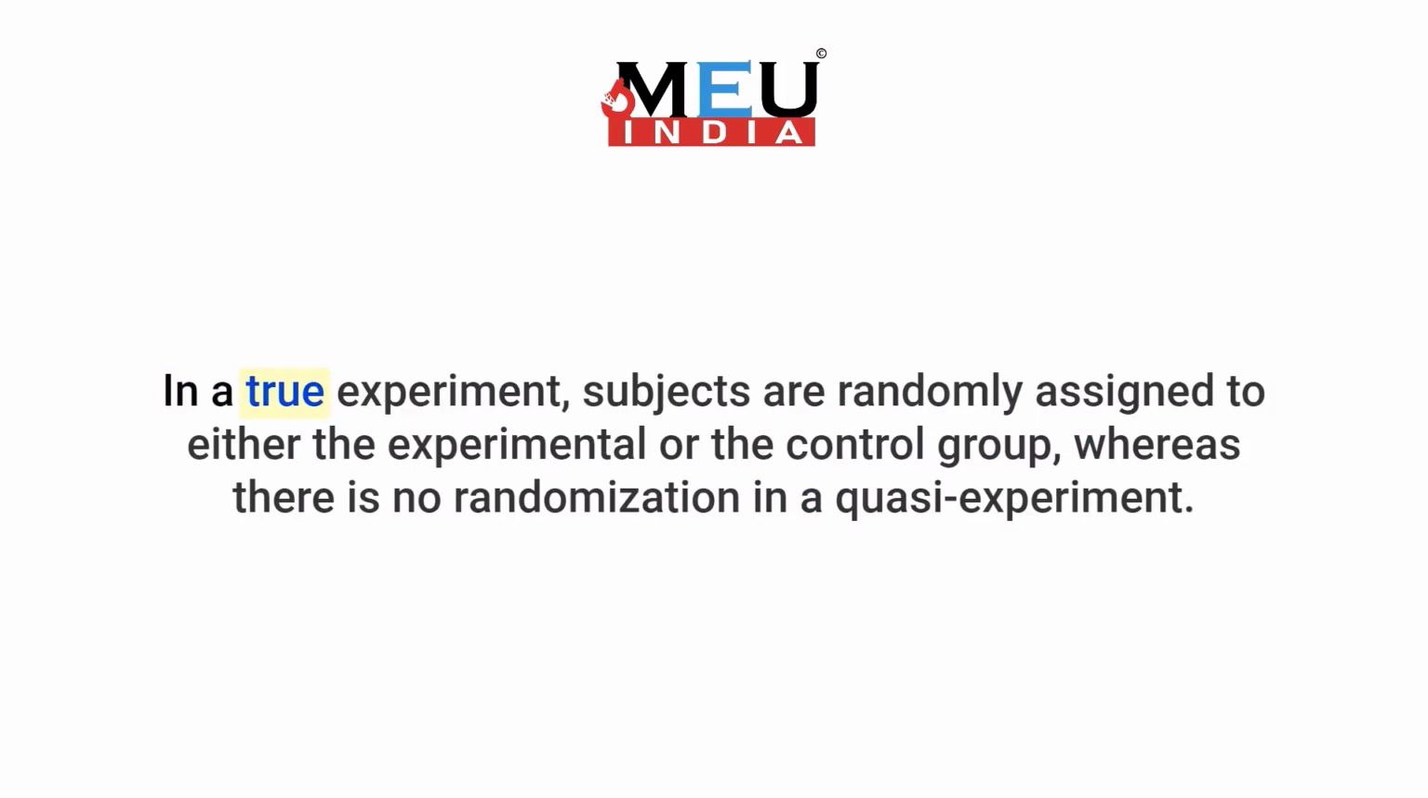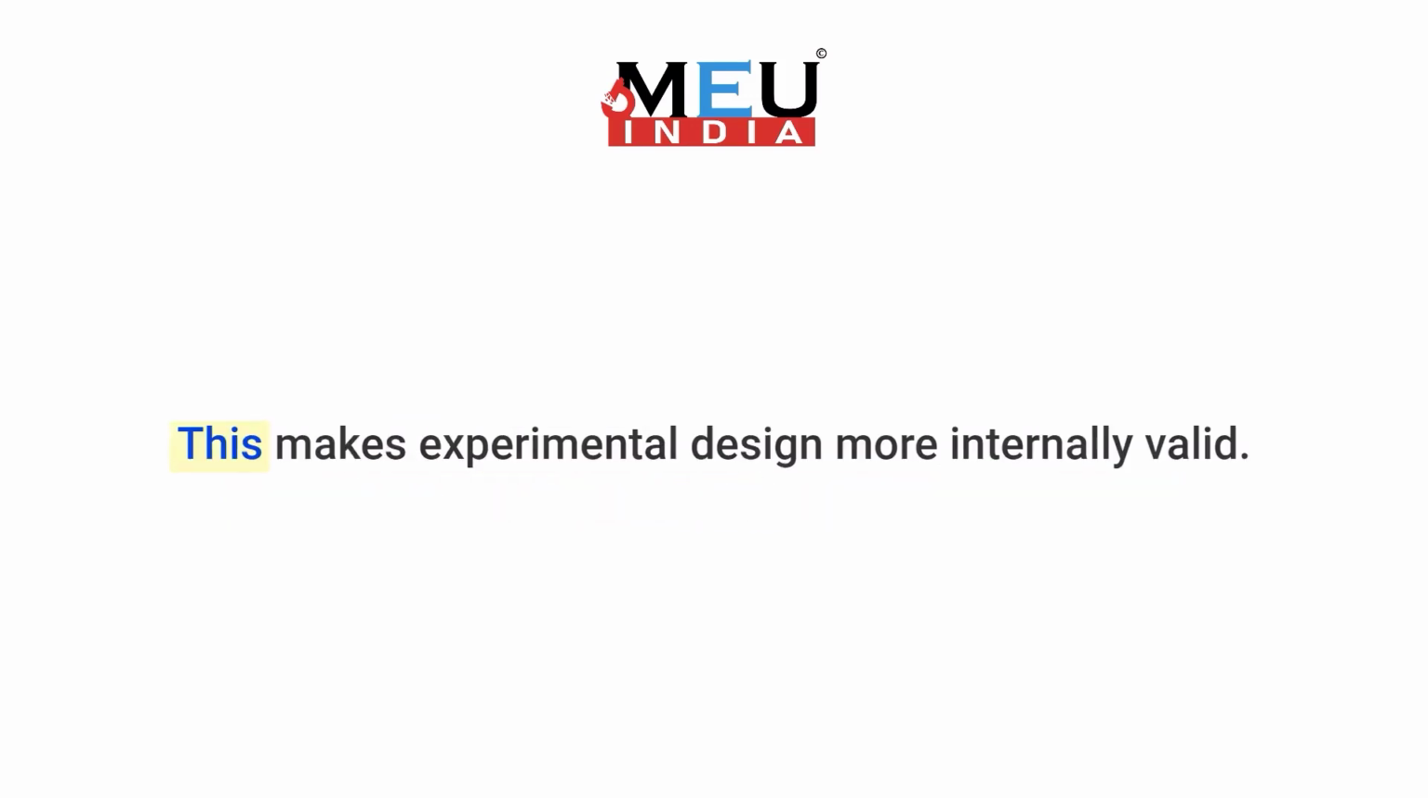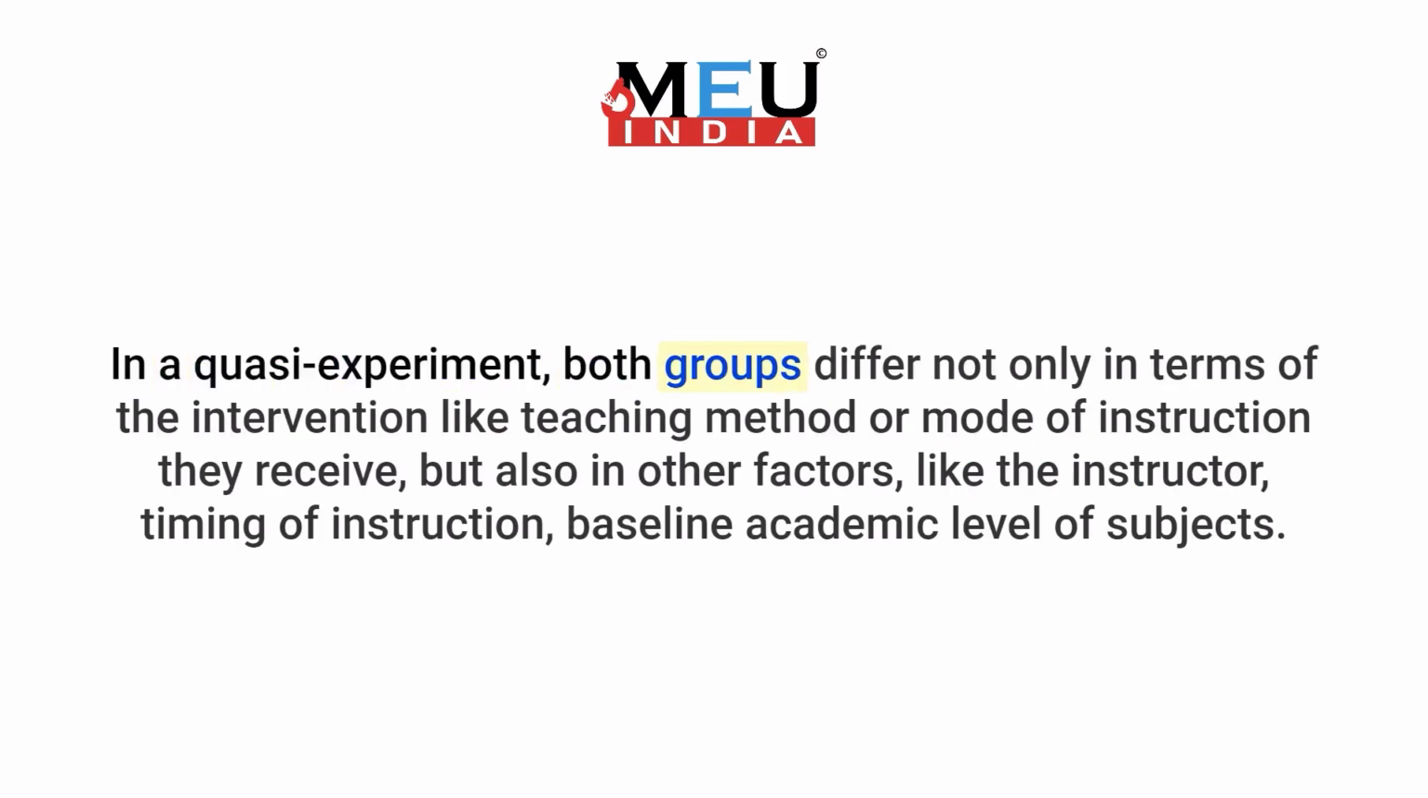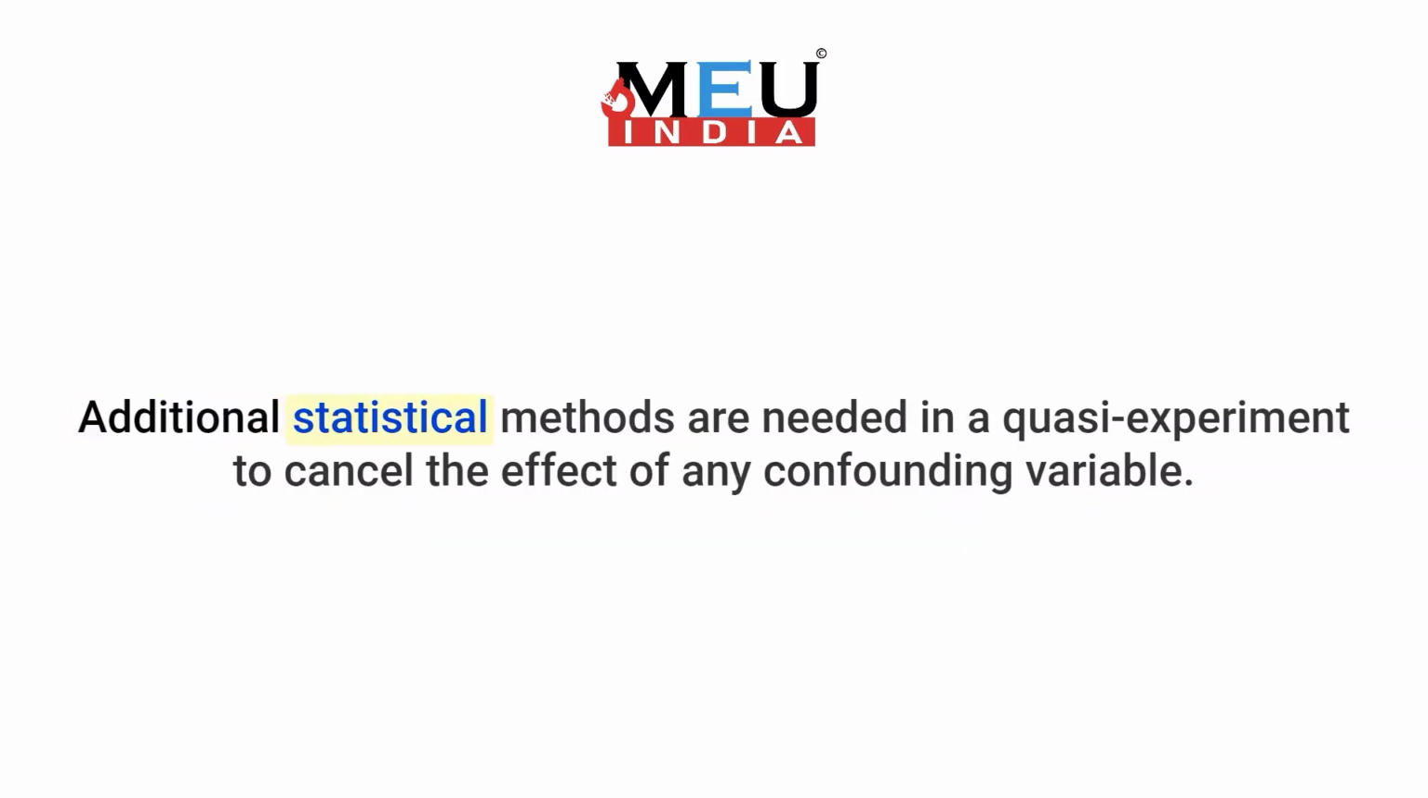In a true experiment, subjects are randomly assigned to either the experimental or the control group, whereas there is no randomization in a quasi-experiment. This makes experimental design more internally valid. In a quasi-experiment, both groups differ not only in terms of the intervention, like teaching method or mode of instruction they receive, but also in other factors like the instructor, timing of instruction, and baseline academic level of subjects. Additional statistical methods are needed in a quasi-experiment to cancel the effect of any confounding variable.